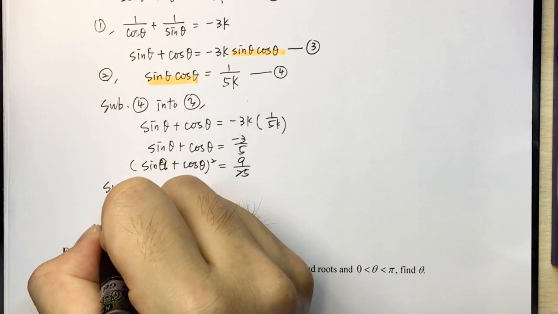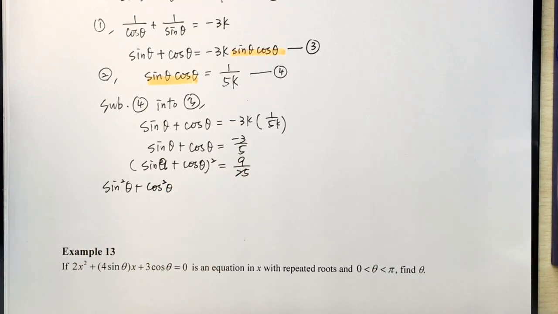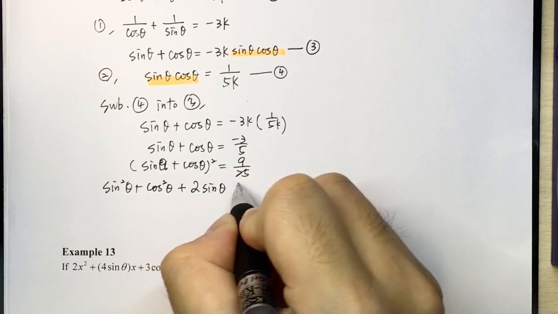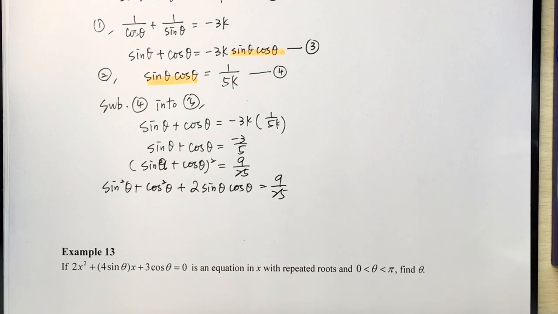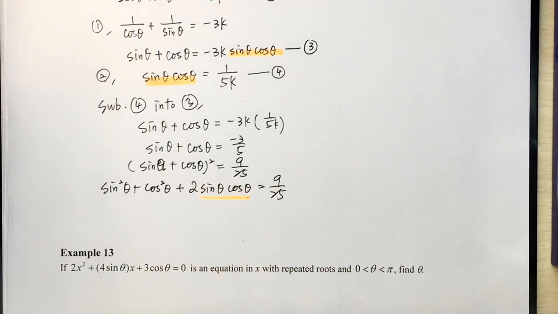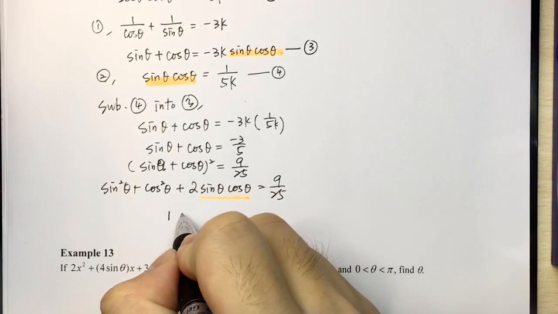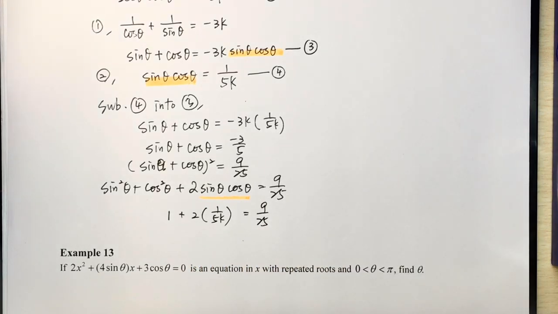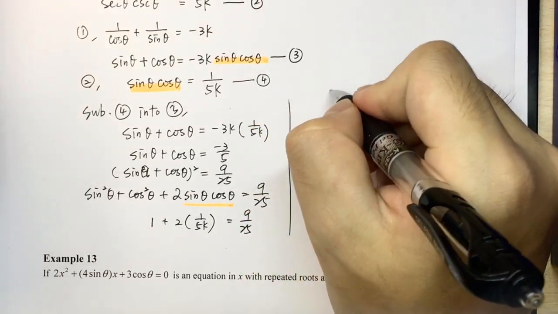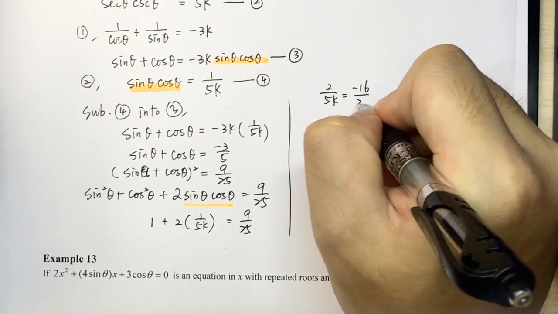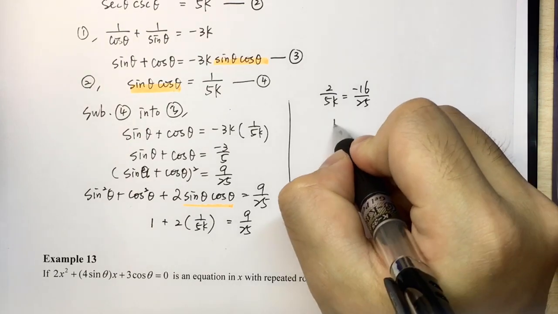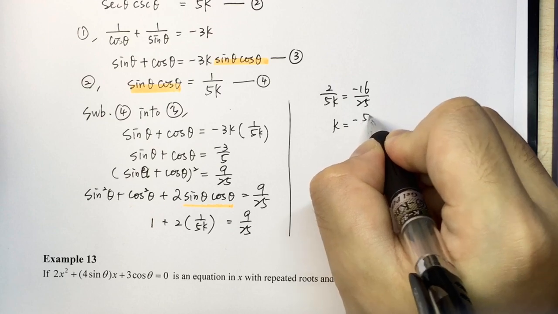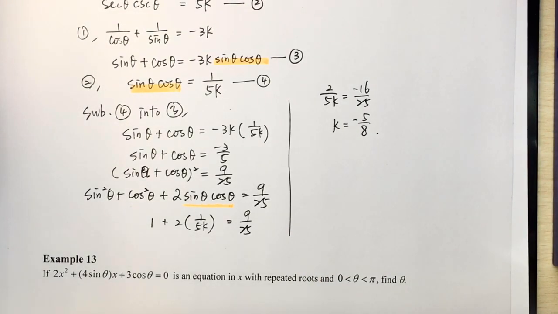When you do the expansion, you will have sine square plus cosine square automatically. And also you will get 2 of sine theta cosine theta. The result is 9/25. Now this thing appears again, so you have everything ready. You have 1 plus 2 times 1/5k equals 9/25. Okay, and thus we have 2/5k equals negative 16/25. And in the end, we have k equals negative 5/8. Okay? So this is the end of example 12.